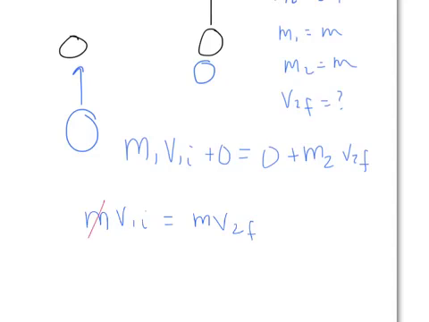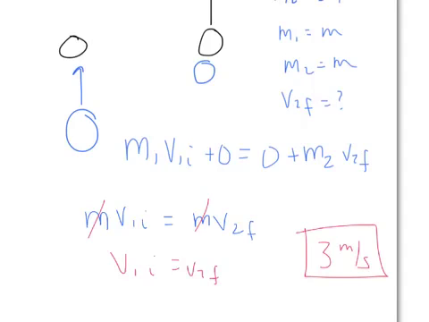Well, the m's cancel because they're the same, so v1i turns out to be just the exact same thing as v2f. Since v1i was given as 3 meters per second, that means the final velocity of the second object will also be 3 meters per second. And this makes sense. This is a complete transfer of momentum from one pool ball to the other.